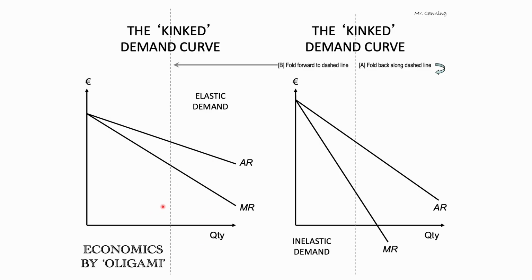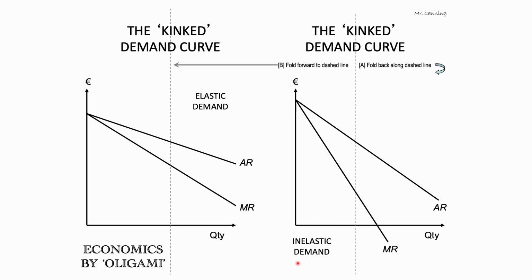I use this sheet when teaching the Kinked Demand Curve. Not a lot of use for you online, but it still helps explain the demand curve in oligopoly. A firm in oligopoly has two demand curves. The one on the left is relatively elastic, meaning that a proportional change in quantity demanded is greater than a corresponding proportional change in price.